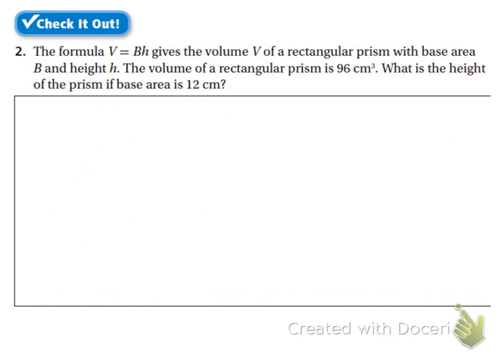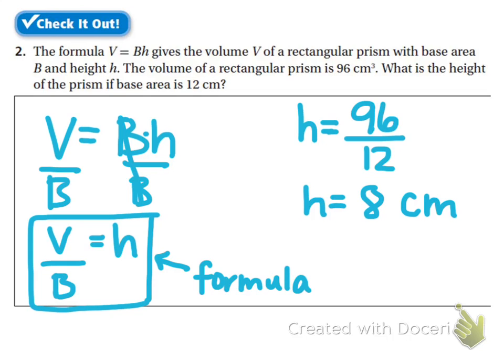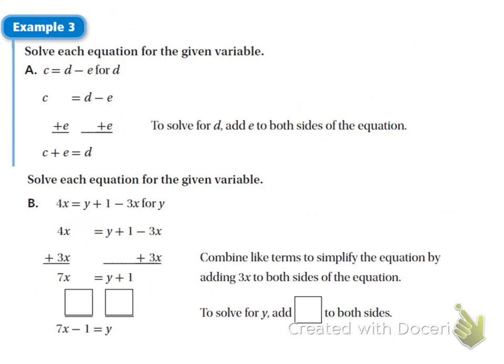Okay, I'd like you to do Check It Out number 2 on your own. Okay, this is your answer for Check It Out number 2. Height equals 8 centimeters. Let's move on to example 3, letter A. Solve each equation for the given variable. So they did letter A for us, C plus E equals D. They isolated the variable D and added E to both sides of the equation. And when they did that, these E's canceled out, so we have C plus E equals D.